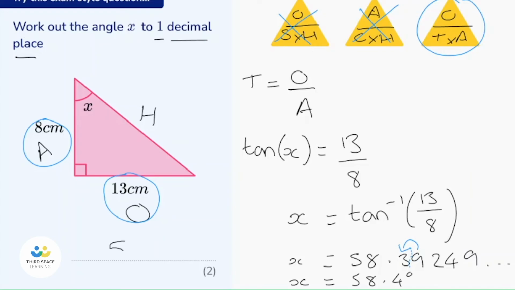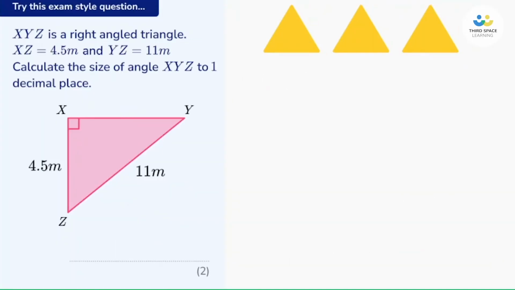So let's write that on the answer line, 58.4 degrees. And let's see where those marks come from. So 1 mark is for correctly identifying the trig ratio and substituting in the values. And the second mark is for the correct answer. Let's try another question together.